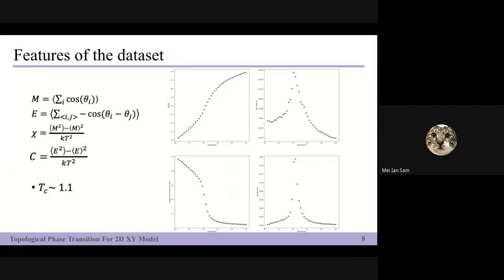Okay, next. Once we have the spin configuration, we have the full information of this system, and we can simply compute the magnetization, energy, susceptibility, and heat capacity. And we can see that the critical point is near 1.1.